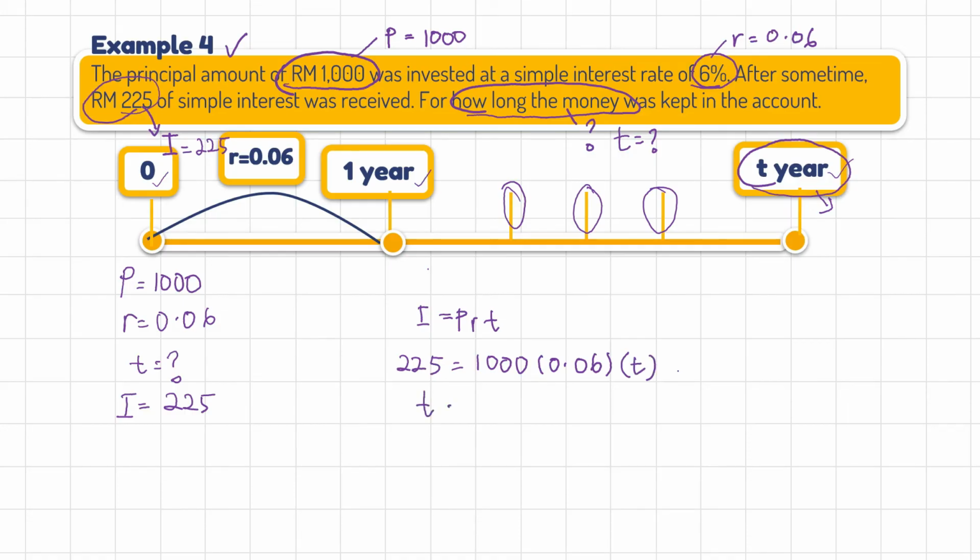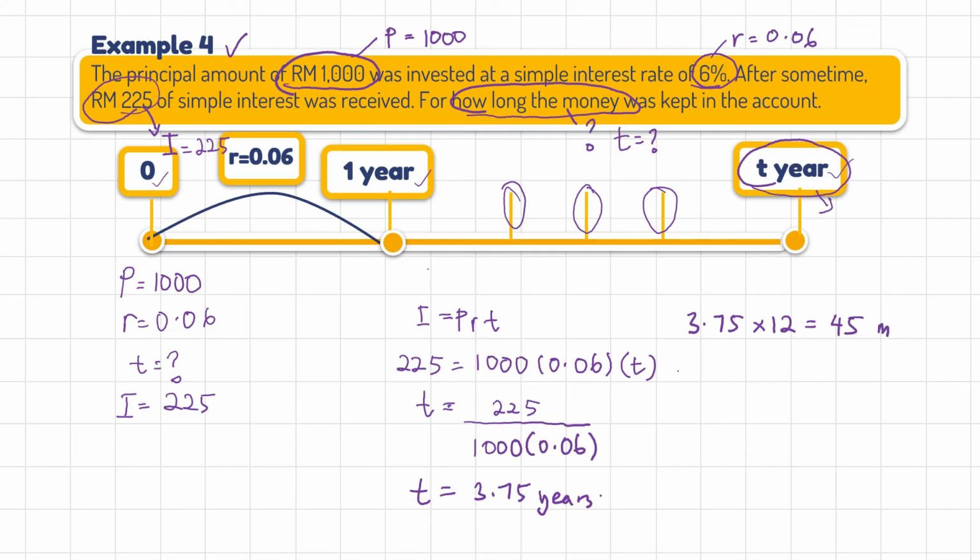Simplify the equation, you will get T equals to 225 over 1000 times 0.06. Just press your calculator and you will get your T is 3.75 years. Or in months, we can express 3.75 times 12 equals to 45 months. As answer, we can write our answer is 45 months.